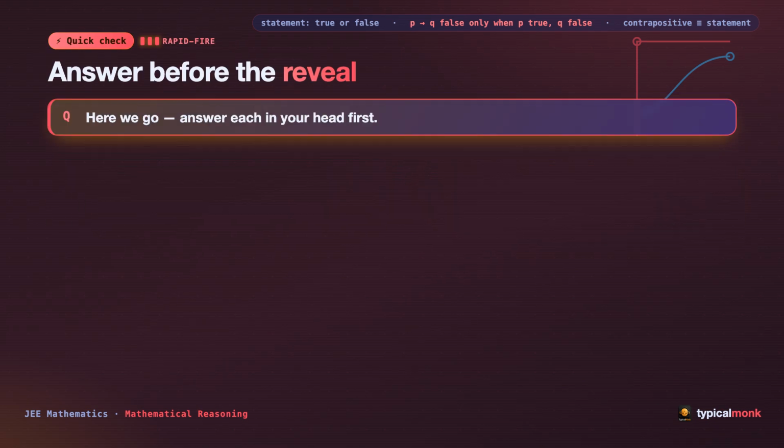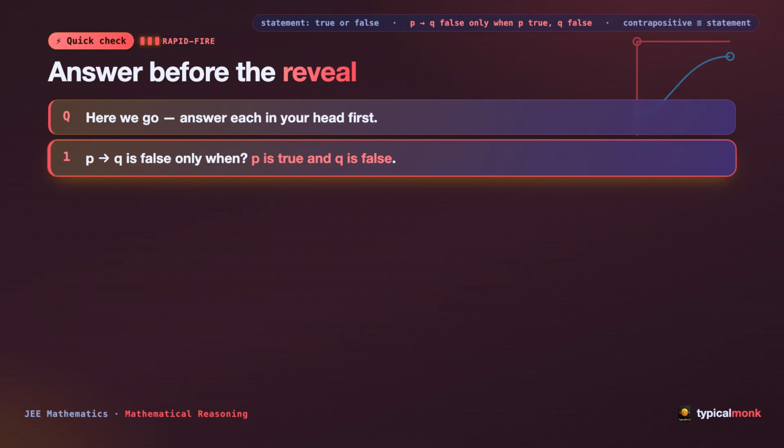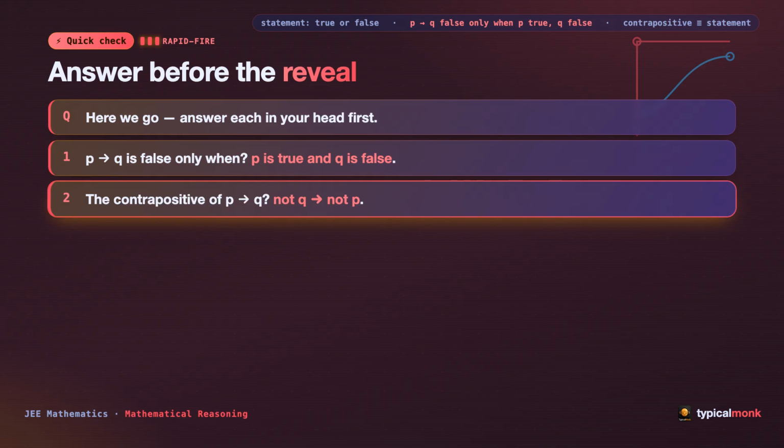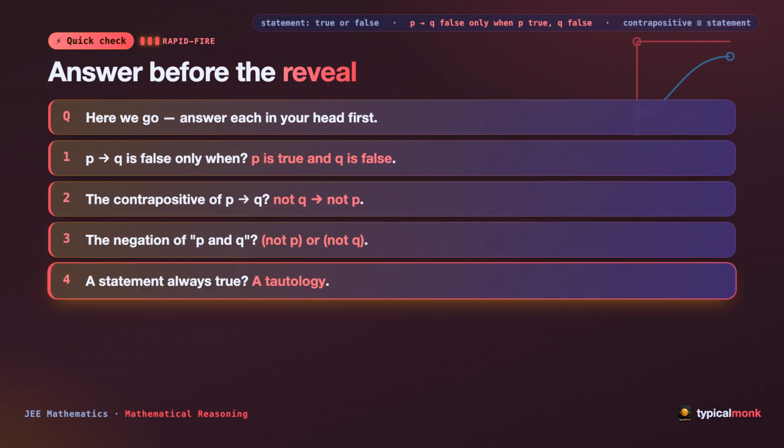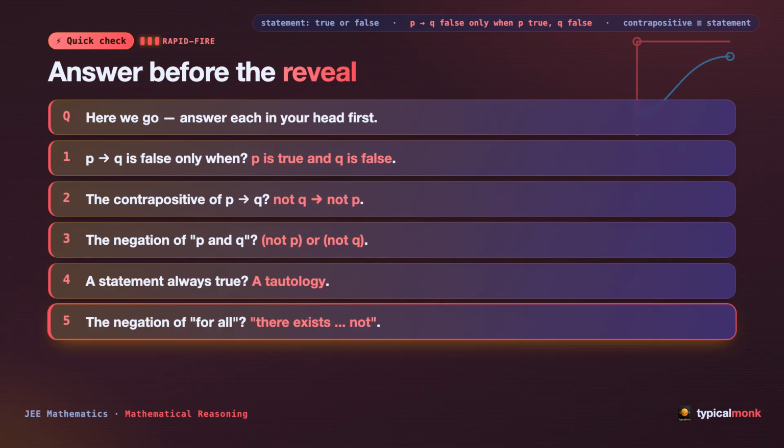Now, test yourself. Answer in your head before the reveal. That is how JEE speed is built. Here we go. Question 1: P implies Q is false only when P is true and Q is false. Question 2: the contrapositive of P implies Q is not Q implies not P. Question 3: the negation of P and Q is not P or not Q. Question 4: a statement that is always true is a tautology. And question 5: the negation of for all is there exists that does not.